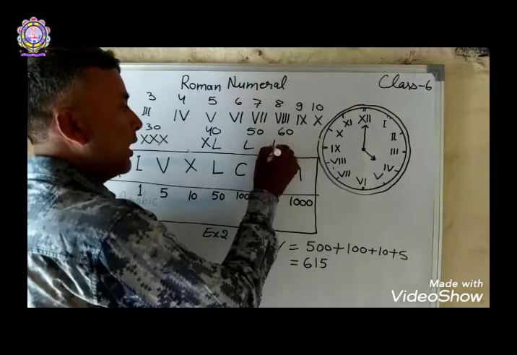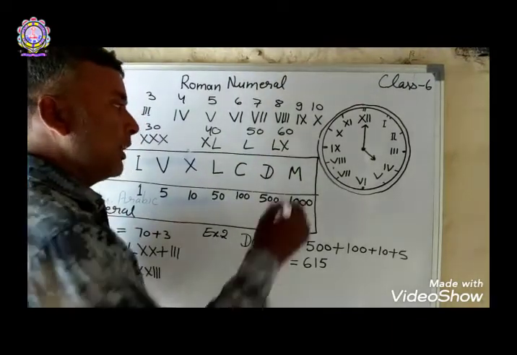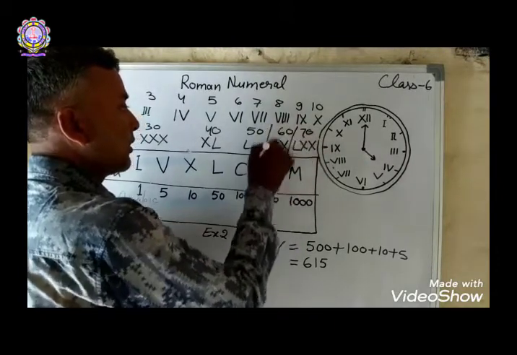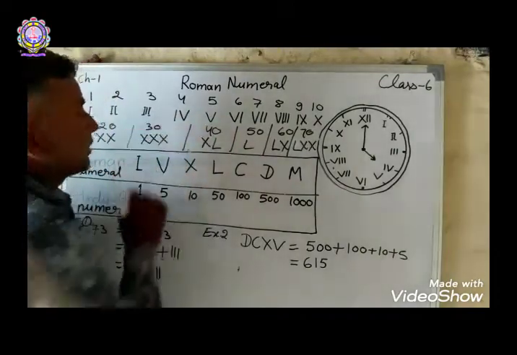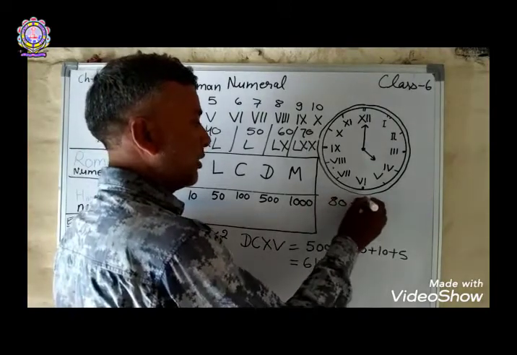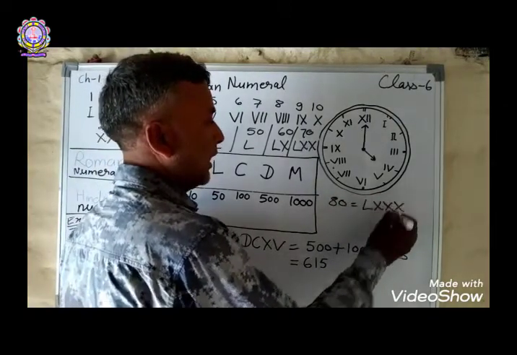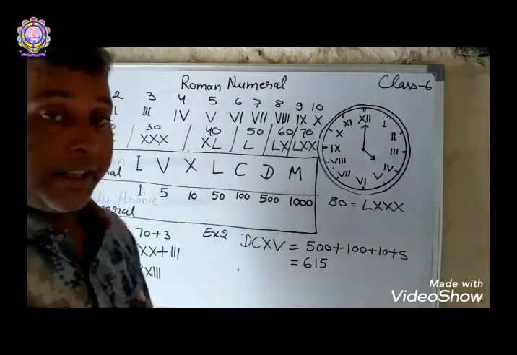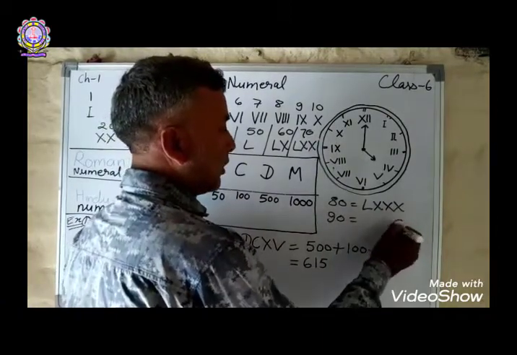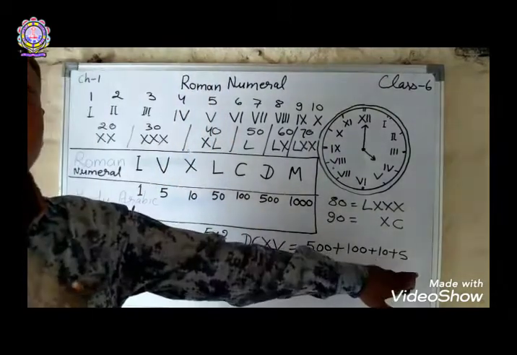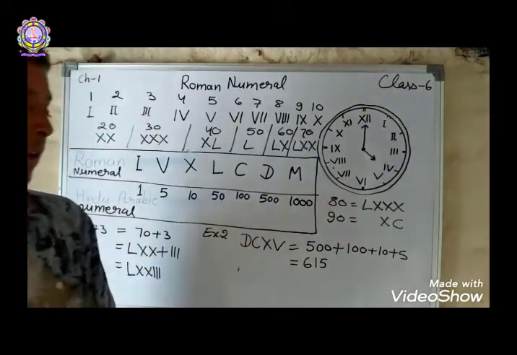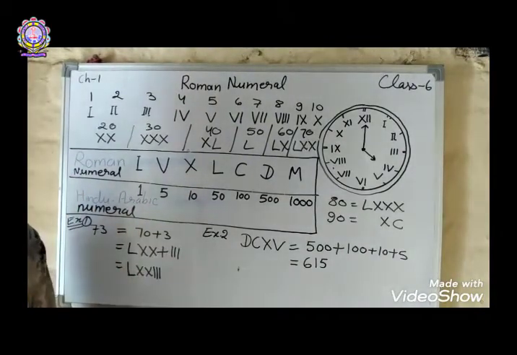60, how do you write? L, X, and 70, L, X, X. Observe these lines. And 80, how do we write? 80 is equal to L, X, X, X. That is 80. But 90, not repeated 4 times. So how do we write 90? X, C: C for 100 and subtract 10 from C. So, and so on. You write them.